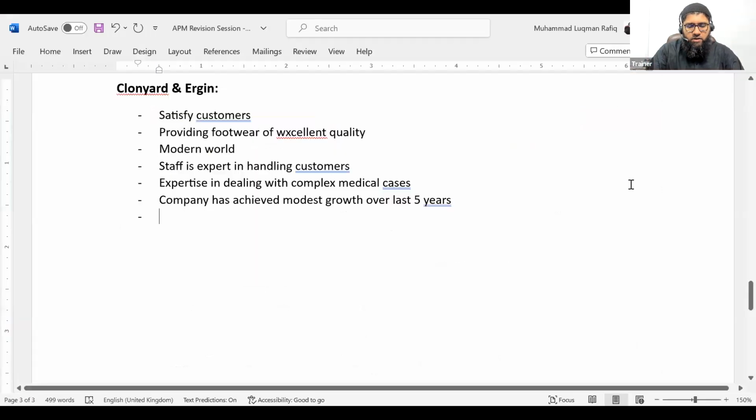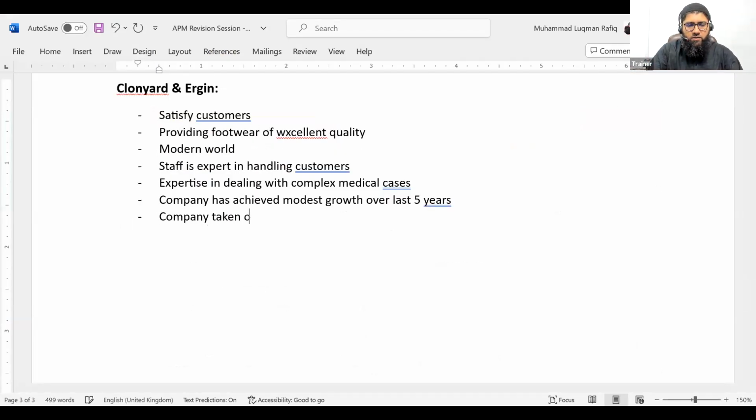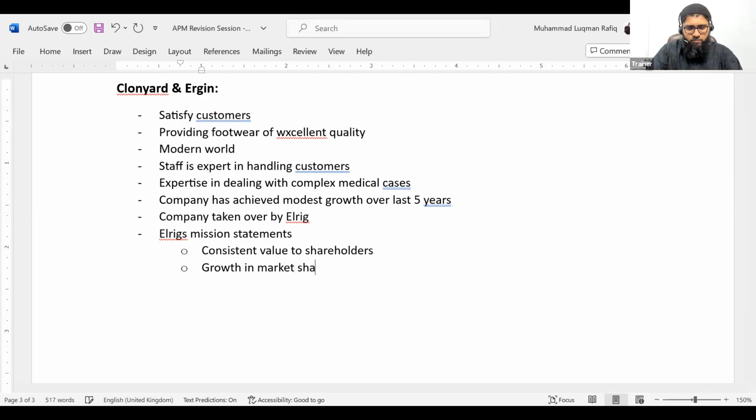Now, the company taken over by Elric, and Elric's mission statement has a few things, which is consistent value to shareholders, growth in market share, value for money to customers.